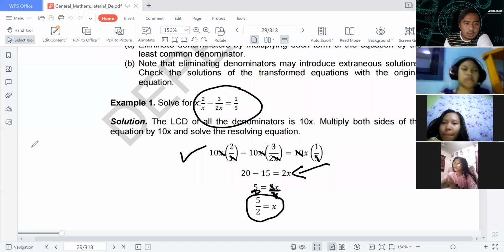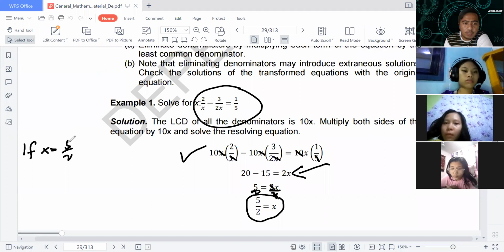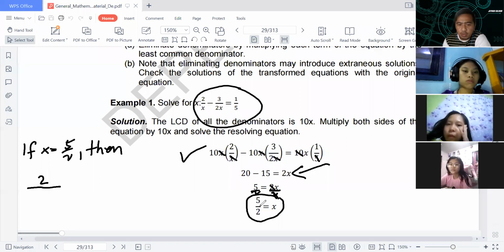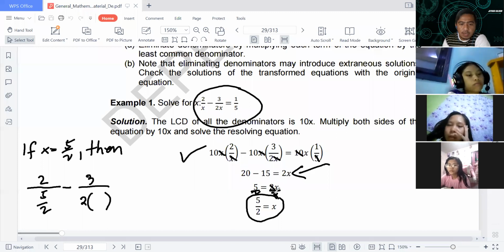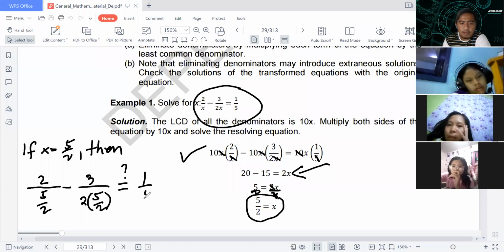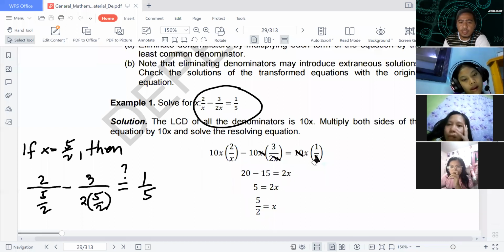So what you will be doing is you need to check if x is equal to 5 over 2, the one that you get. Then you go back to the original equation. Remember the x that you get is 5 over 2. You just use this one: 2 over x minus 3 all over 2x. Is it equal to 1 over 5? I write a question mark here because we need to show that it is really true. Now, the question is, are they equal?